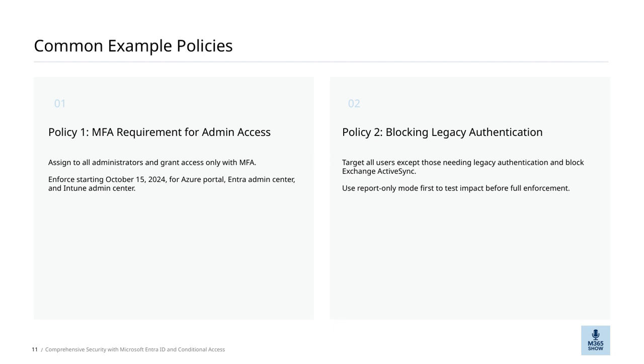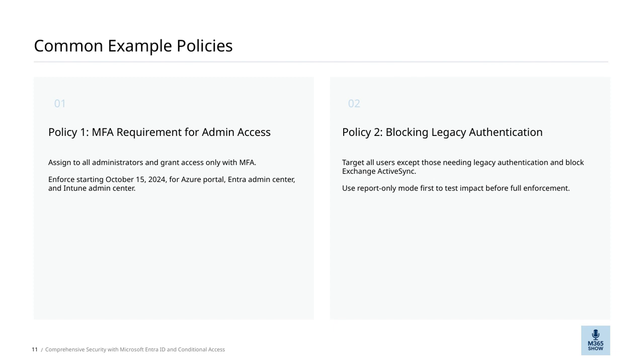It's a good idea to start by using report-only mode to test the impact of this policy before fully enforcing it. This way, we can identify any issues and ensure a smooth rollout. Moving on to the second policy, we focus on blocking legacy authentication entirely. This policy can be assigned to all administrators, requiring them to use multi-factor authentication for access.